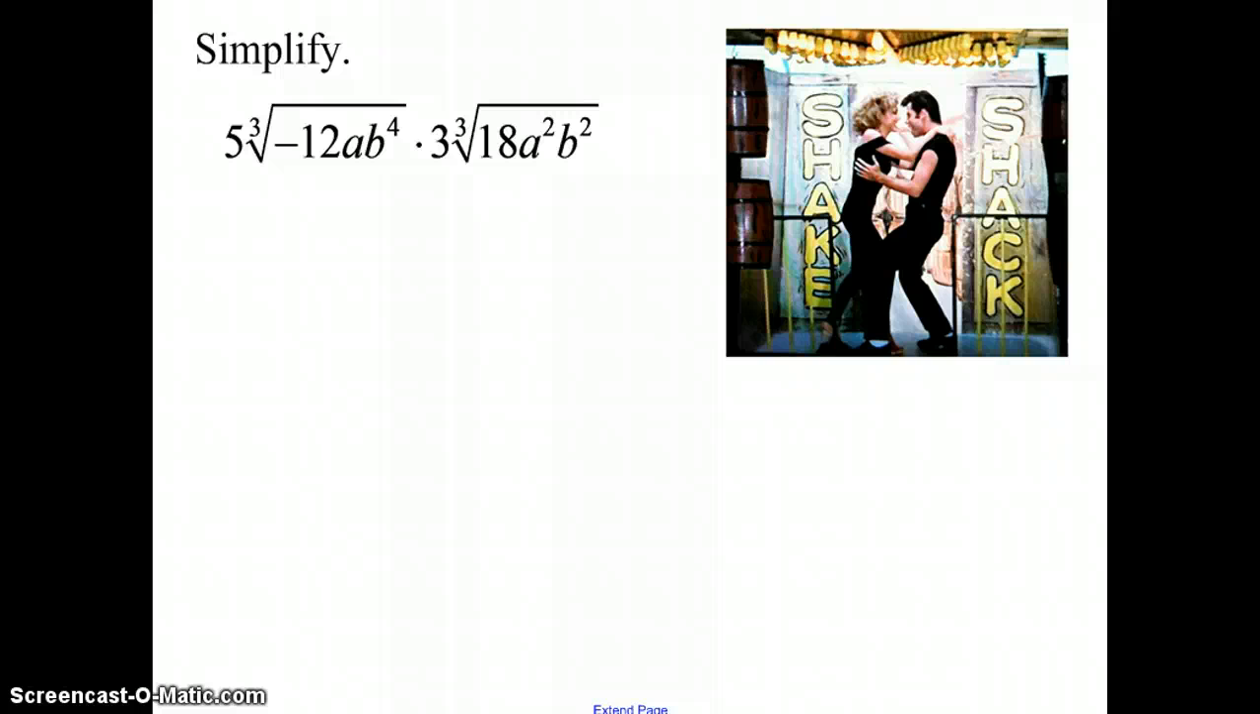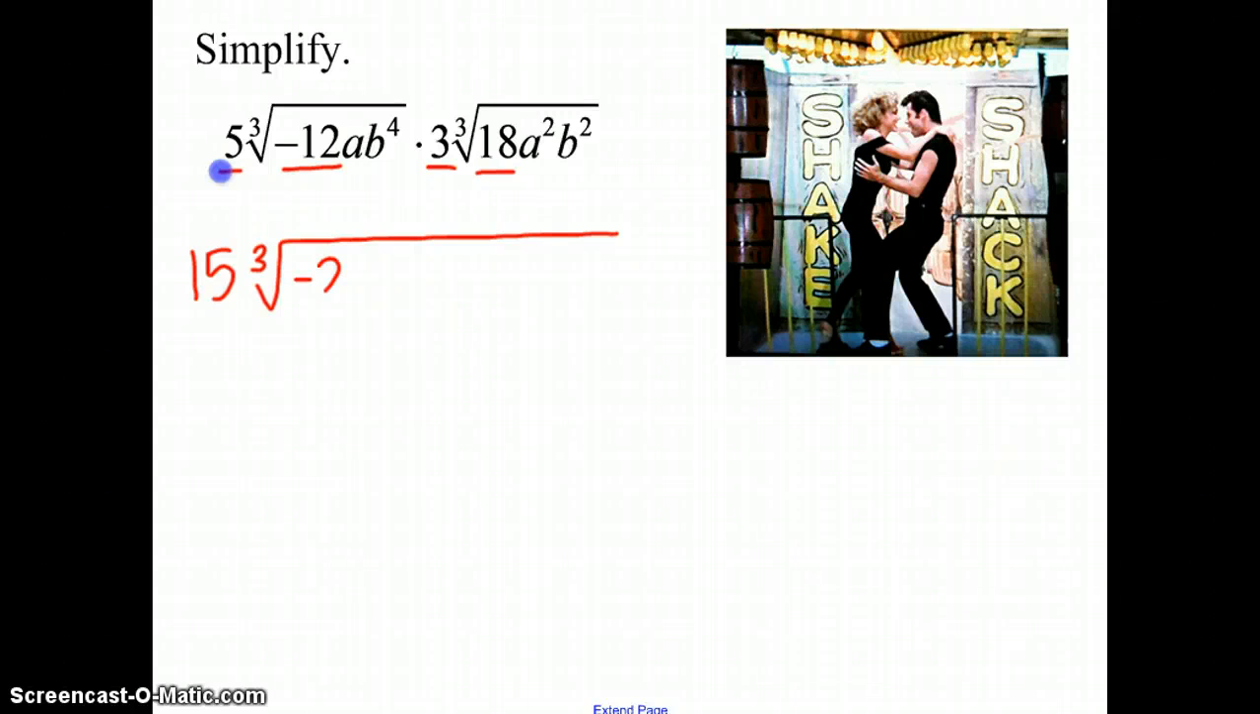As we continue to simplify radical expressions, we get to this crazy monster of a problem. Keep things organized and you'll be fine. These numbers out in front, 5 and 3, you can just multiply those. 5 times 3 is 15. Put that out in front, no problem. Everything under the cube root can go together. Negative 12 times positive 18 gives me a negative 216. A to the first and a squared gives me a cubed. B to the 4, b to the 2. When you multiply those, I get b to the 6.